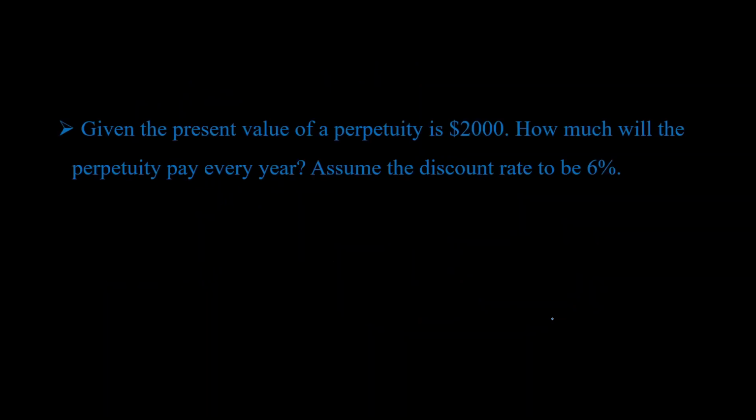Now let's solve a short example just so that we are clear with this concept. We are given the present value of a perpetuity is equal to $2,000. The question is asking us how much will the perpetuity pay every year. So we need to figure out that C that we're talking about, and we're given the discount rate to be 6%. Well, the present value we just found out is equal to C by R, where C is the cash flow stream that you're getting every year. We need to figure out the C. In this case, R is given to be 6%, or R is just equal to 0.06.